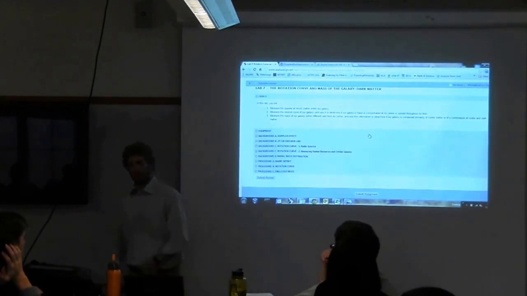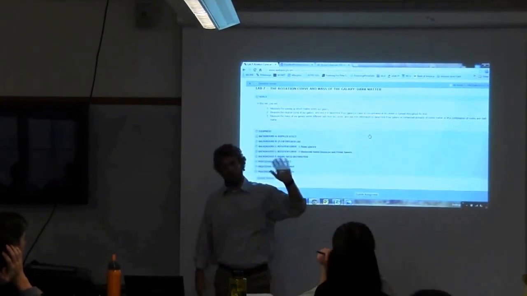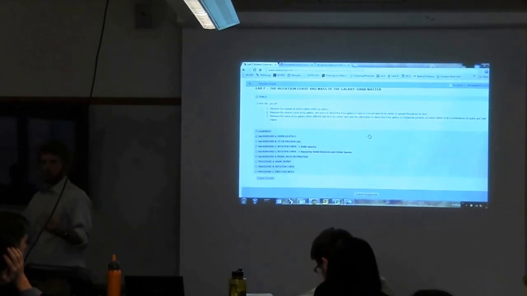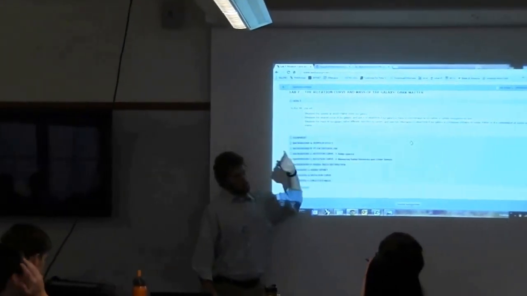It doesn't make up dark energy. That's not besides the point. Weird, goofy stuff is going on, and we're going to figure out what it is, potentially, and we're going to identify that it's there. All right, so the rotation curve and mass of the galaxy, dark matter.